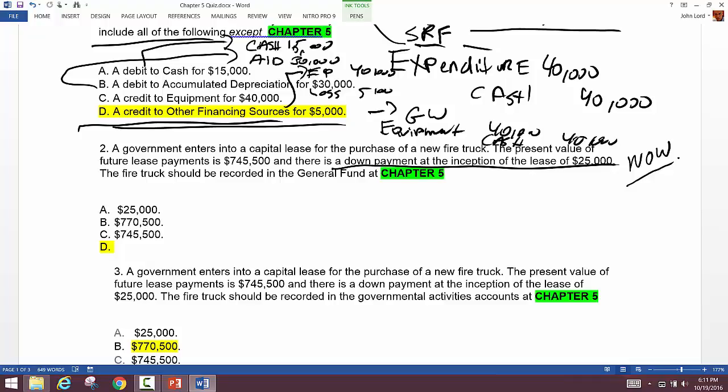Debit cash for $25,000. I'm acquiring this asset under a capital lease. When you acquire something under a lease, you have to pay cash. You don't receive cash. Right? Okay, so what do you want to do with cash? You're going to credit cash for $25,000, okay?